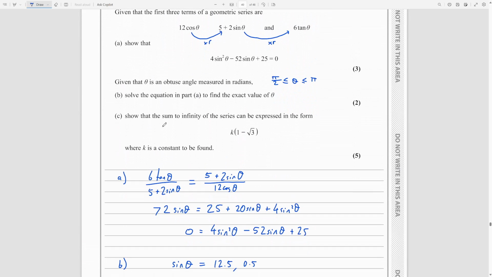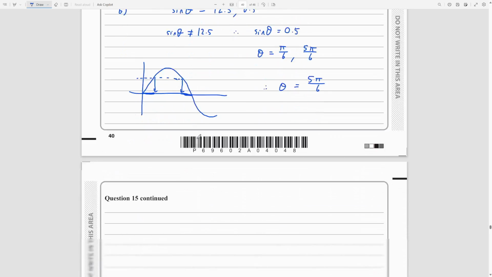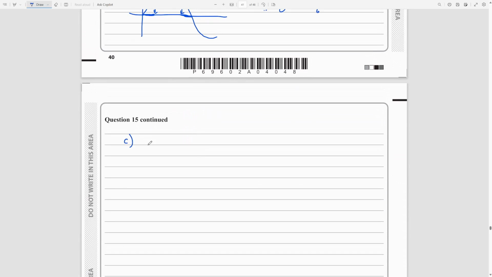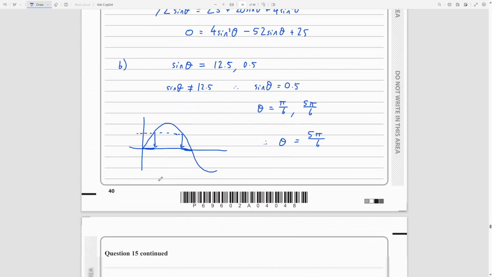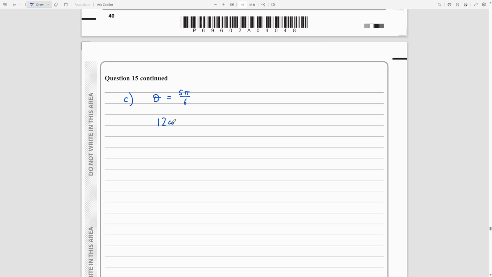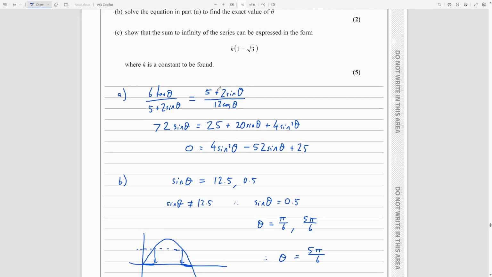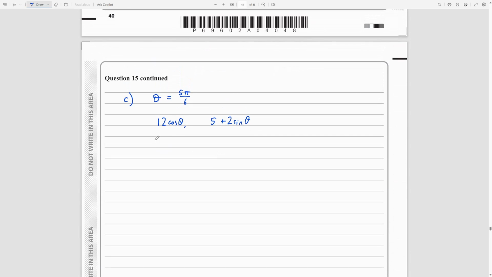Okay, show that the sum to infinity of the series can be expressed in this form. Okay, so let's actually work out what this sequence actually is. Now that we know that theta is 5 pi over 6, let's look at what the sequence actually is. It goes 12 cos theta, and the next term was 5 plus 2 sine theta. So the common ratio is just 5 plus 2 sine theta divided by 12 cos theta. So we can just work that out, because 12 cos 5 pi over 6 can be worked out.